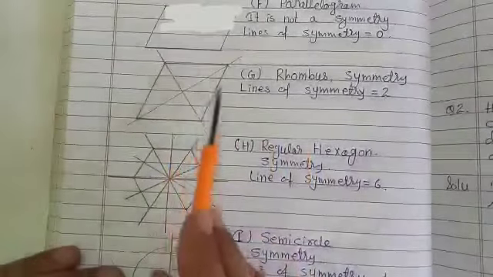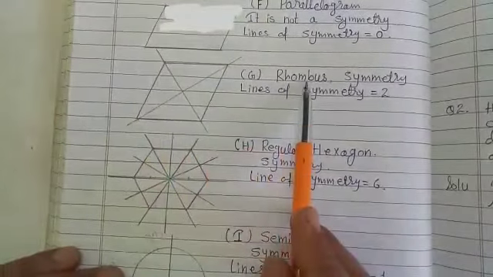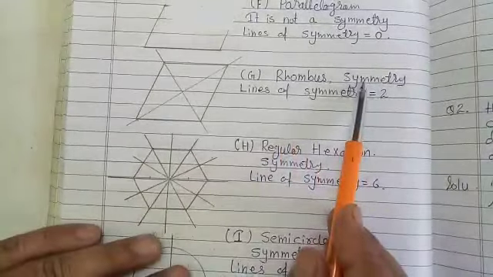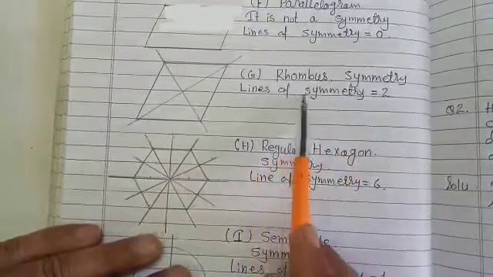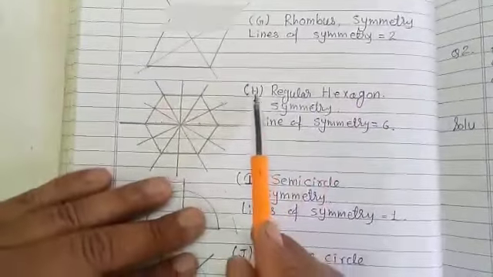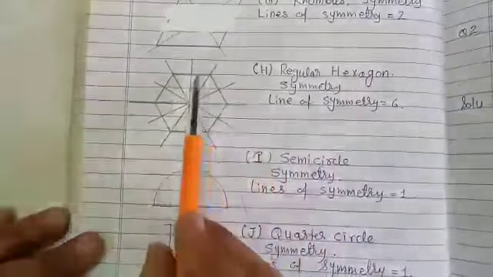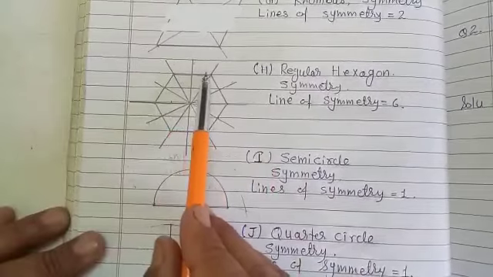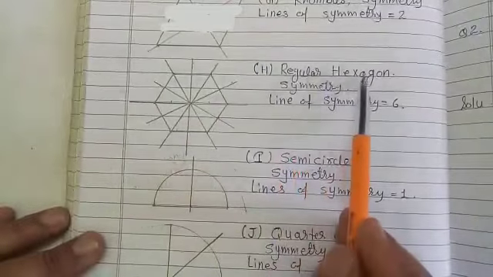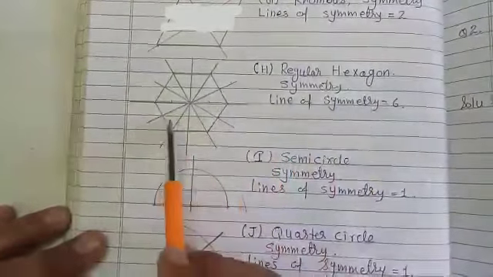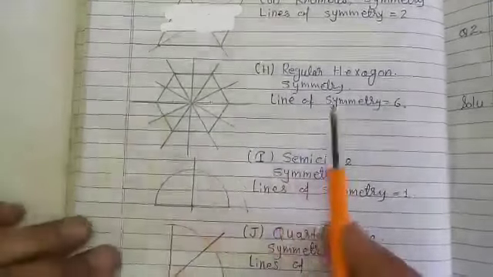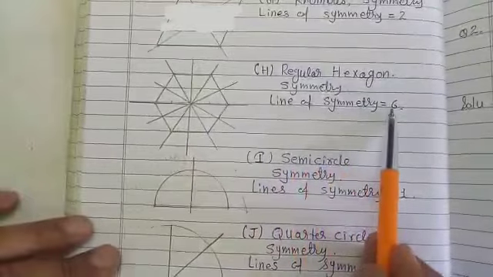Now this, 1, 2, 3, 4. 4 sides are equal. That is called a rhombus. It is symmetrical because a rhombus is a part of a square, and we know the square is a symmetrical figure. How many lines of symmetry? 2 lines of symmetry, 1, 2. Now H. How many corners, vertices, are there? Count it. 1, 2, 3, 4, 5, 6. That is called a hexagon, regular hexagon. If 6 sides are there, that is a regular hexagon. If 5 sides are there, pentagon, regular pentagon. So lines of symmetry will be 6.